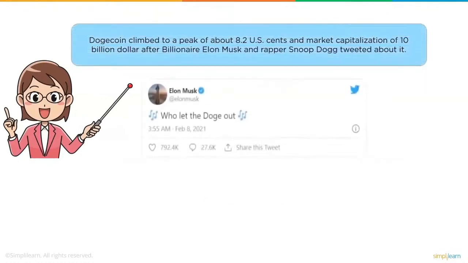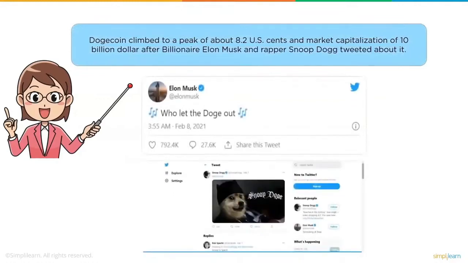Later on, other celebs like Snoop Dogg also started taking an interest in Dogecoin and started tweeting and promoting it on social platforms, which made Dogecoin climb to a peak of 8.2 US cents and a market capitalization of $10 billion.